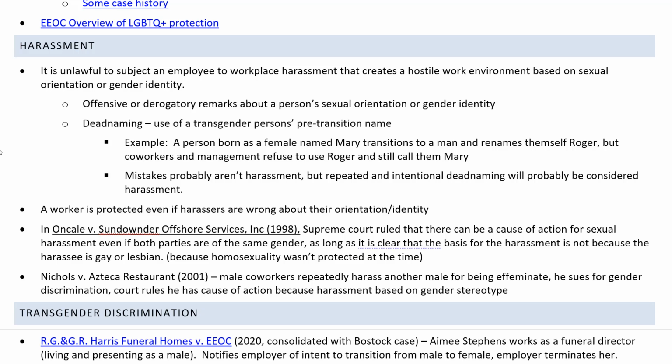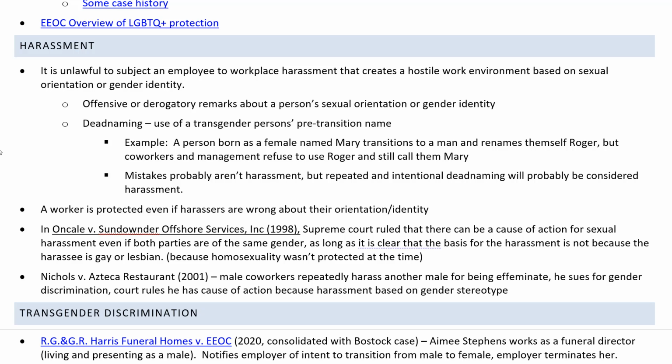Now, at the time, so this is 1998, part of that decision was that it's harassment as long as it's clear that the basis for the harassment is not because the harassee is gay or lesbian, because at that time, homosexuality was not protected. It was not a protected class in the workplace. So things have changed since then. The 2020 decision is going to be the current state of things.